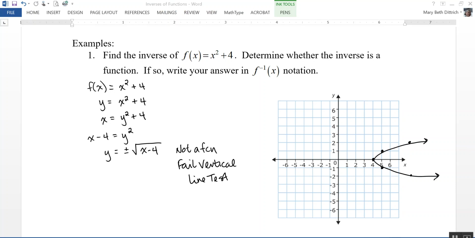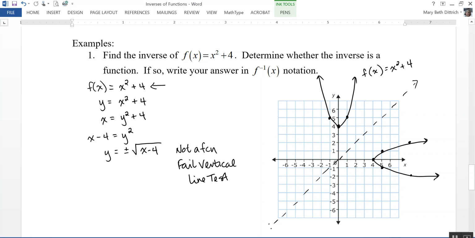Notice also, as long as we're here, let's take a look at what the original function looks like. I'm doing this for fun; it's not actually a part of the problem. So here is the function f of x equals x squared plus 4, and I like this because you can see that what we graphed, even though strictly speaking it's not a function, is still a reflection over the line y equals x. It's almost as though I took this original parabola and flipped it over the line y equals x, and I get this sideways parabola here, which unfortunately is not a function.